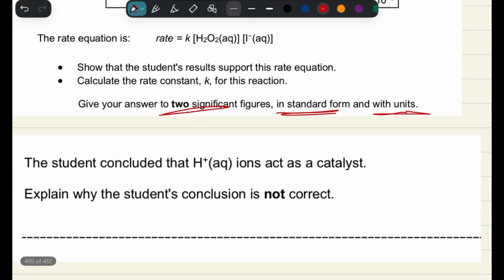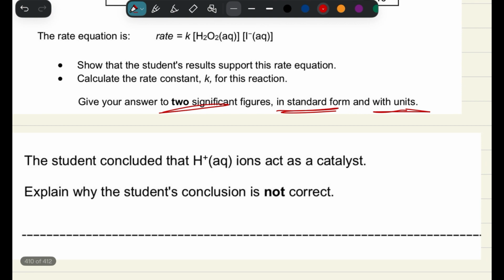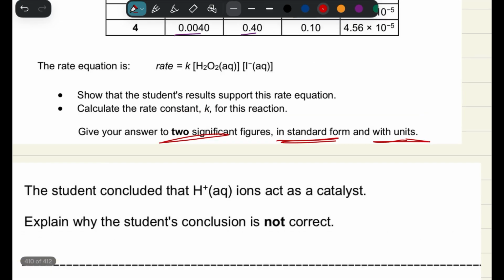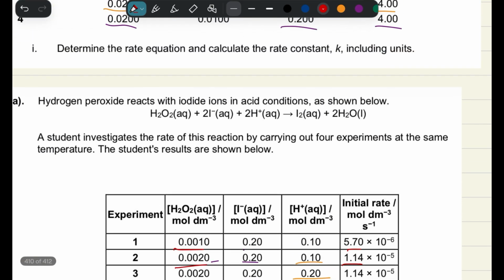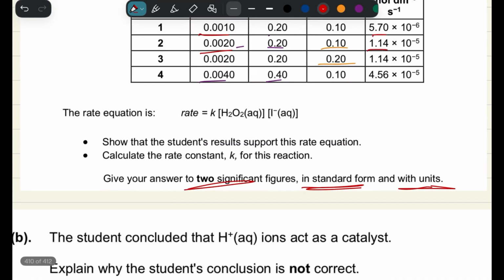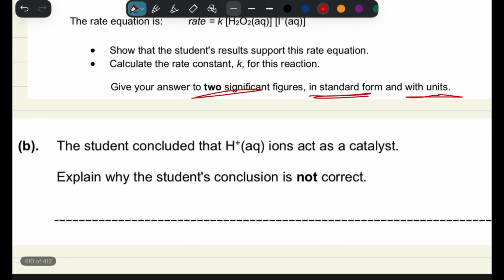Now finally, it said the student concluded that protons act as a catalyst. Why are they not correct? Some people will jump straight to saying that protons aren't in the rate equation, which is true, but that is not the reason why they aren't a catalyst. If we go back and look at the question, you can see that the hydrogen ions are actually taking part in the reaction. So if we also had the 2H plus on this side, we'd say, okay, fine, it's a catalyst. But because that's clearly been used up, we can say that it's not a catalyst if we think back to what the definition of a catalyst is.